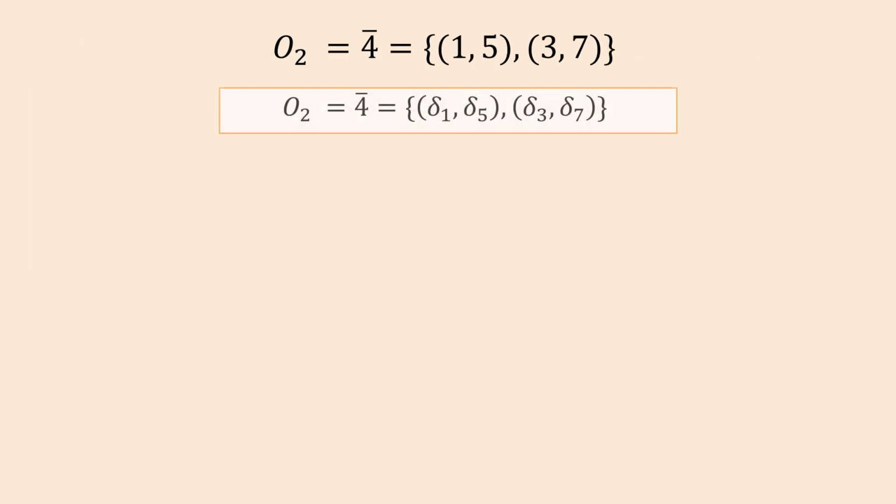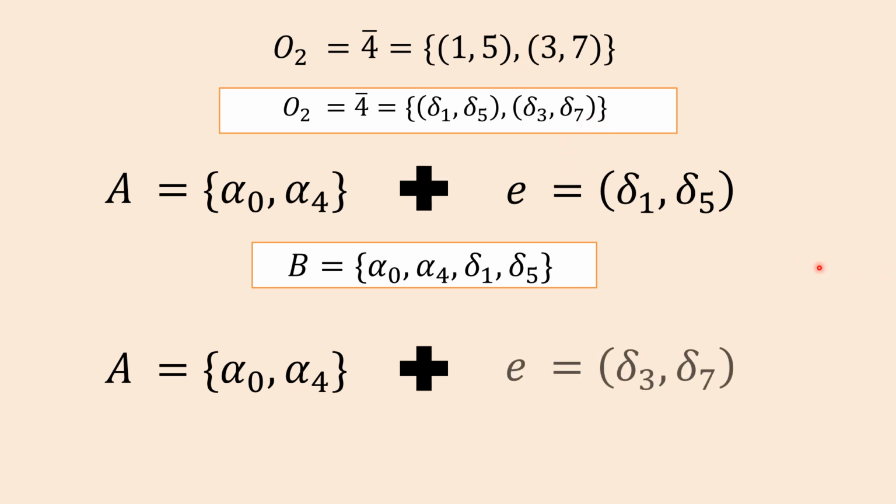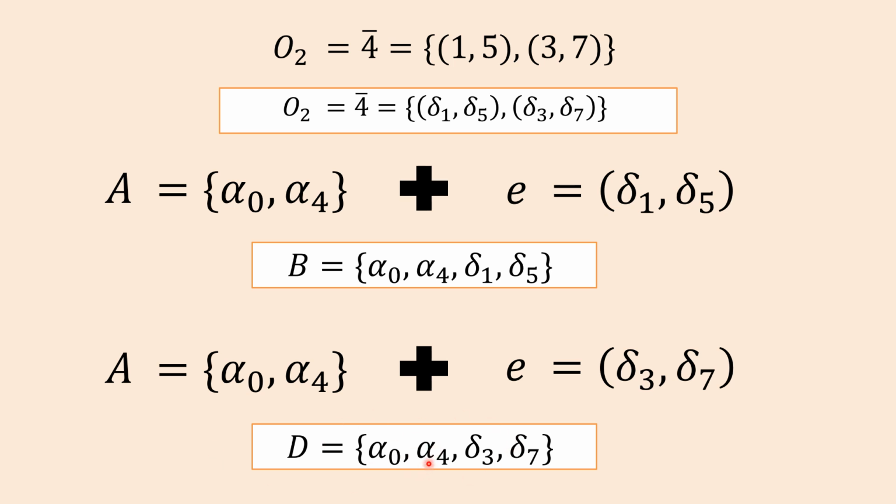So, combining cell number 2 to subgroup A, we will get a subgroup of alpha sub 0, alpha sub 4, delta sub 1, and delta sub 5. Next, combining A to the other ordered pairs, which are delta sub 3 and delta sub 7, we will get our subgroup D: alpha sub 0, alpha sub 4, delta sub 3, delta sub 7. Later on, we will check if they satisfy the group structure.